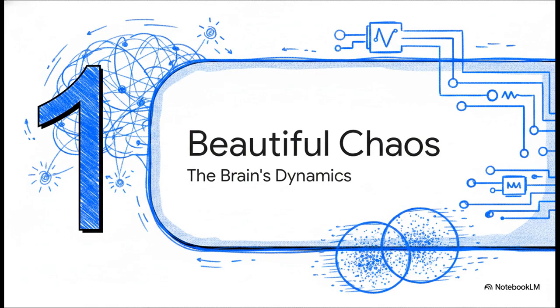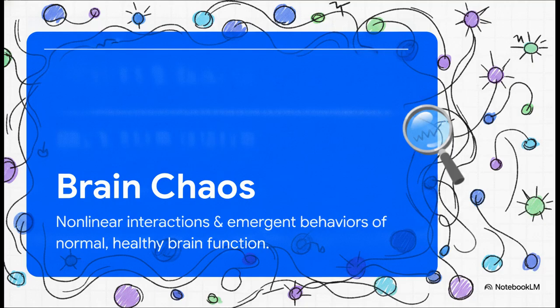The brain's beautiful chaos. Now, studying a live human brain in real time is, as you can imagine, notoriously difficult to do without somehow altering the system itself. And that brings us to our core definition, brain chaos. This basically refers to the intricate, completely nonlinear dynamics and emergent behaviors that actually make up normal, healthy brain function. When neurons fire across synapses, it is not just some simple straight line. Without this beautifully complex chaos, our neural networks literally couldn't adapt to stimuli or learn a single thing.